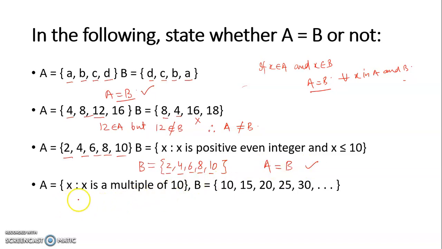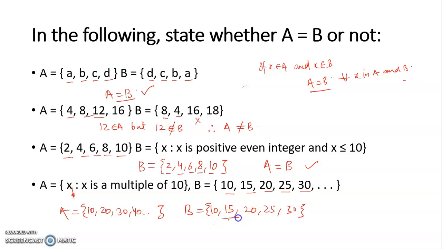Correct. Checked. A is x such that x is a multiple of 10, and B is 10, 15, 20, 25, 30. So what are the multiples of 10? If you start writing A, it is going to be 10, 20, then 30, then 40, and I don't have to calculate much. I can simply see 15 is in B, but it is nowhere in A. So I can say 15 belongs to B, but 15 does not belong to A. I don't have to see more than that. Simply I can write, therefore, A is not equal to B. Thank you. Let's see more problems in the next lecture.